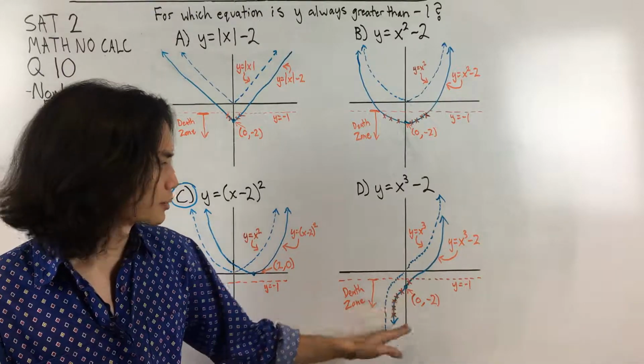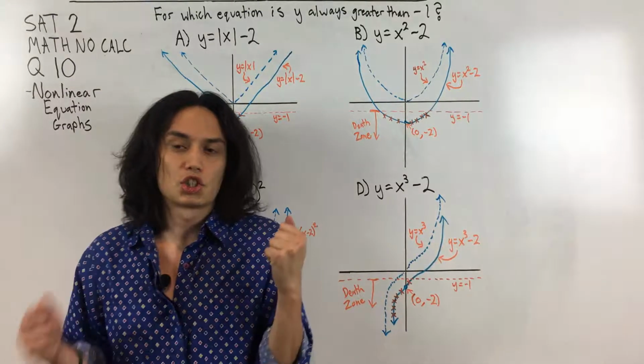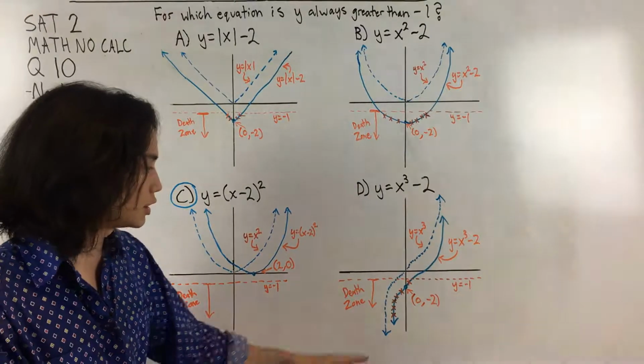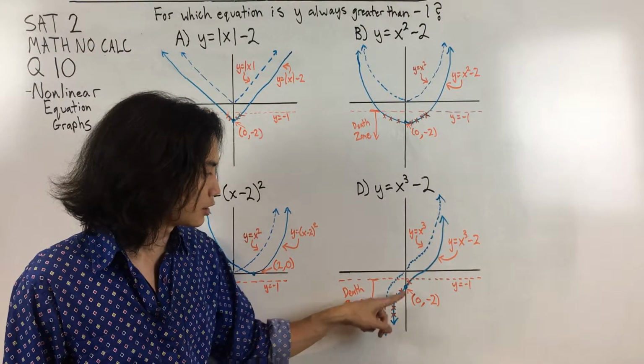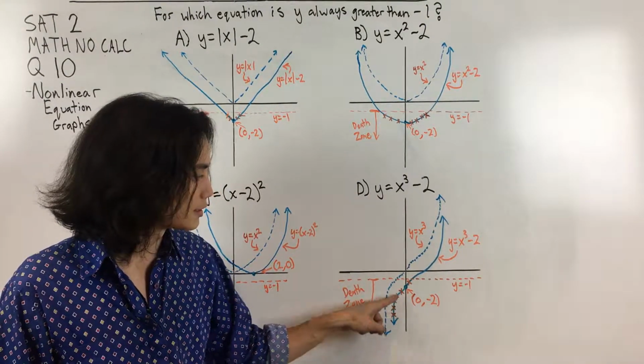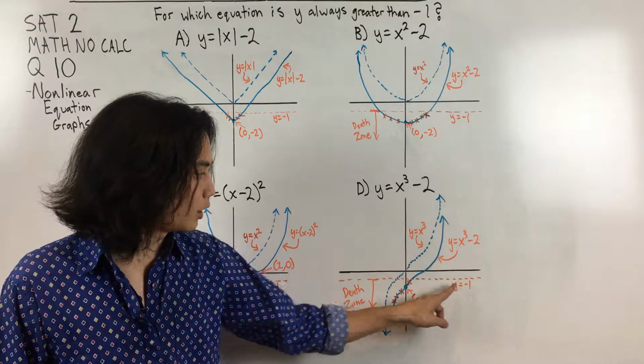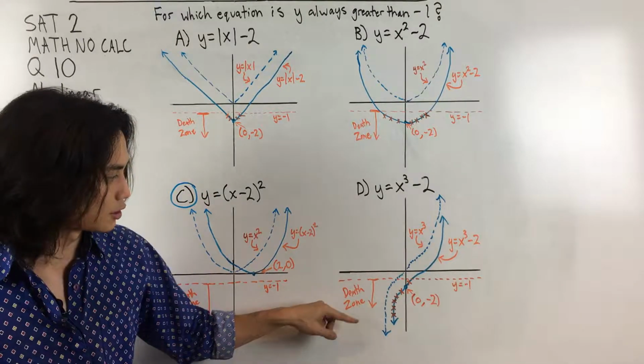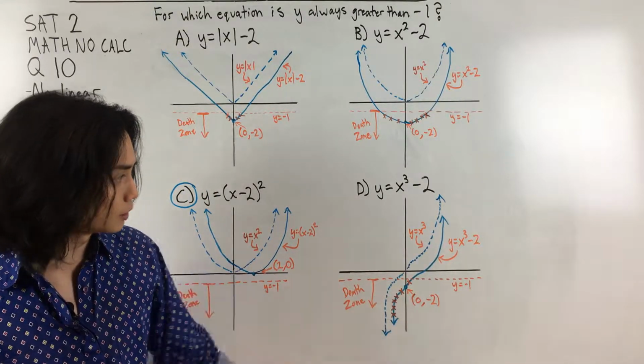But this part was kind of unnecessary because the basic shape of the function involves a ton of negative numbers. Look at all these negative numbers here. All of this stuff is in the death zone. Right? Here's the y equals -1 line. Here's the death zone. Anything below it means the answer choice is wrong.